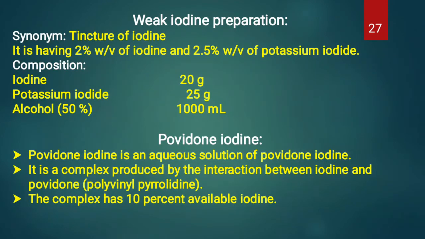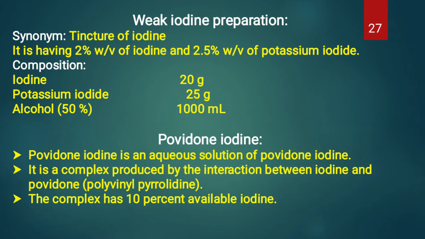Weak iodine preparation. Weak iodine is also known as tincture of iodine. It is having 2% weight by volume of iodine and 2.5% weight by volume of potassium iodide. Composition. Weak iodine is made up of iodine 20 grams, potassium iodide 25 grams, dissolved in alcohol 50% up to 1000 ml. Povidone iodine. Povidone iodine is an aqueous solution of povidone iodine.